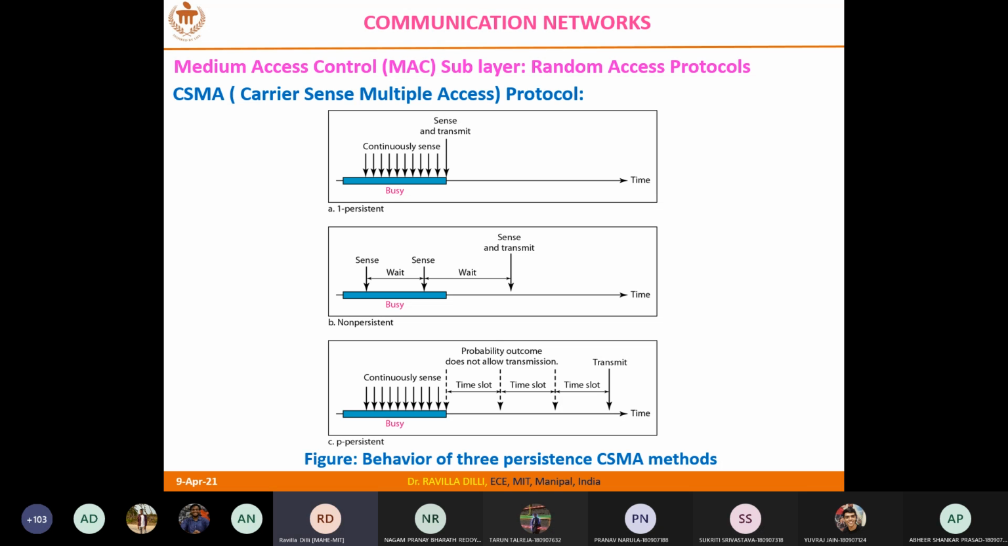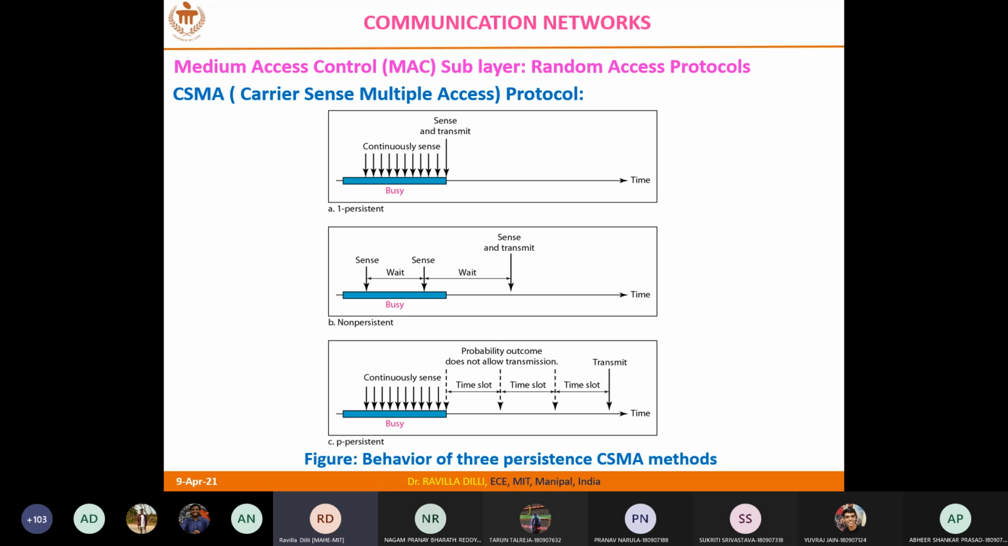Yeah, the same flowchart in different representations. You can see here the first figure, one persistent. So you are going to continuously check the channel till it gets idle. Once the channel gets idle, then you are going to transmit immediately. In 0 persistent or non-persistent, you are not going to continuously sense the carrier. Instead, you are going to sense at regular intervals.